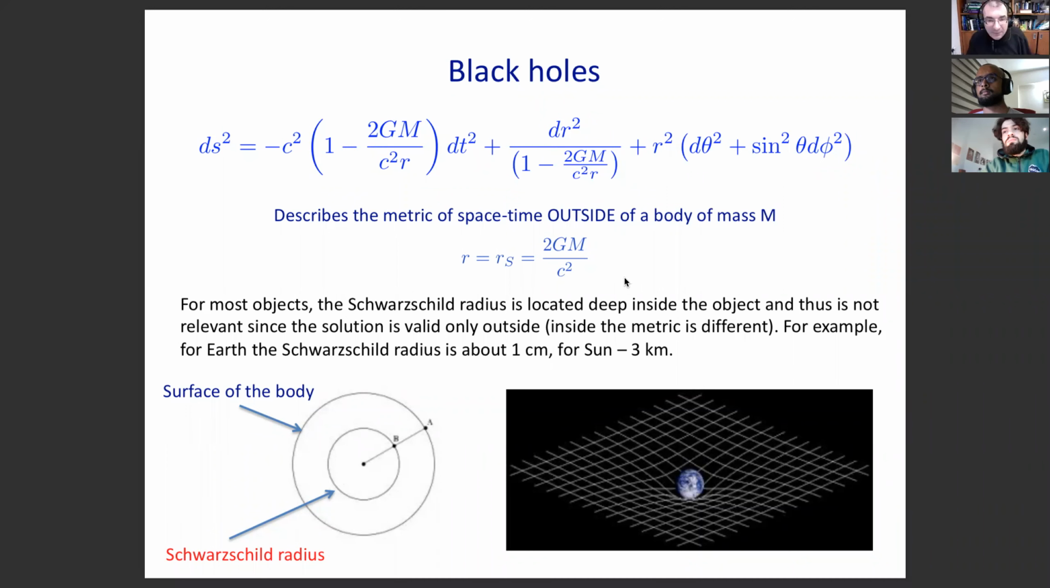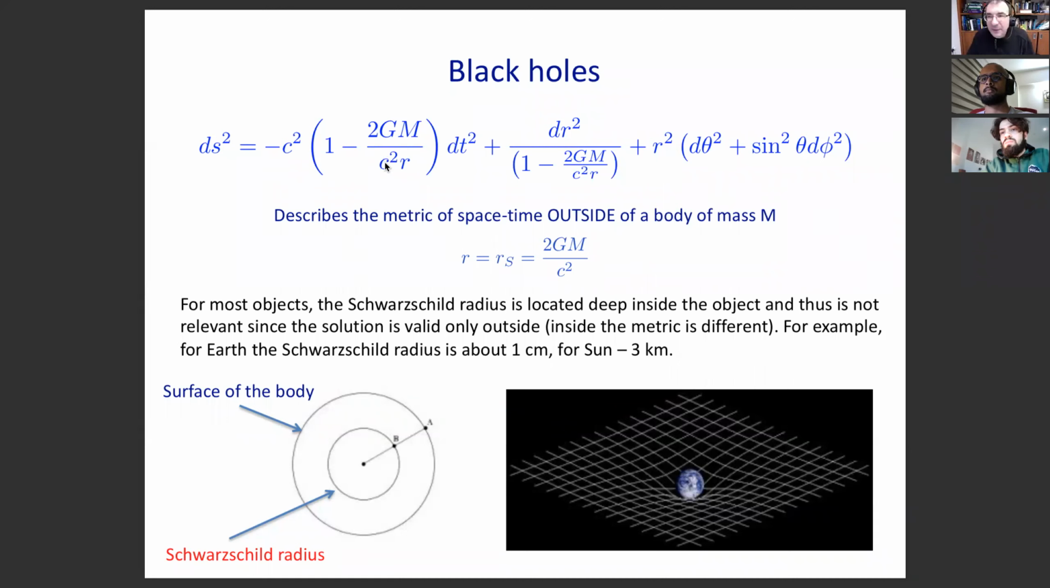So if you ask, what about the Schwarzschild radius for the Earth? You plug in numbers and you will discover that it is about 1 centimeter. So it's deep down below, very small in comparison to the Earth's size. And inside the Earth, this metric doesn't apply, so we couldn't care less about the singularity. It doesn't show up there. That is completely harmless.